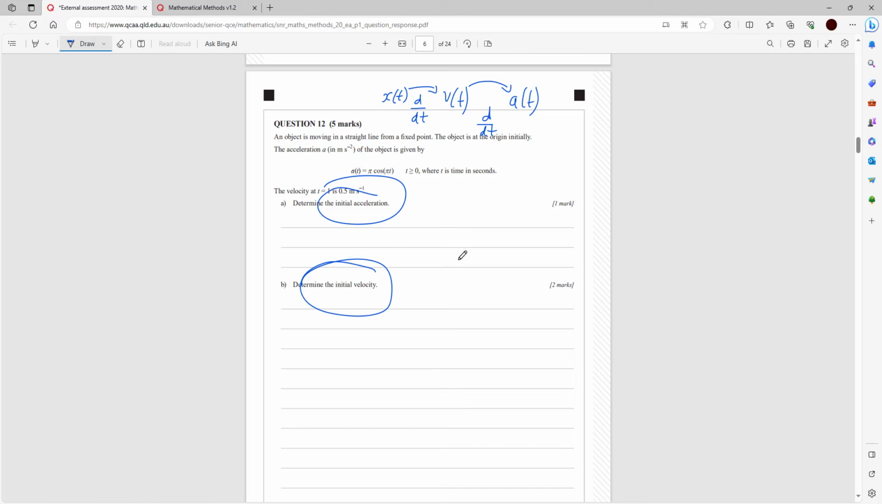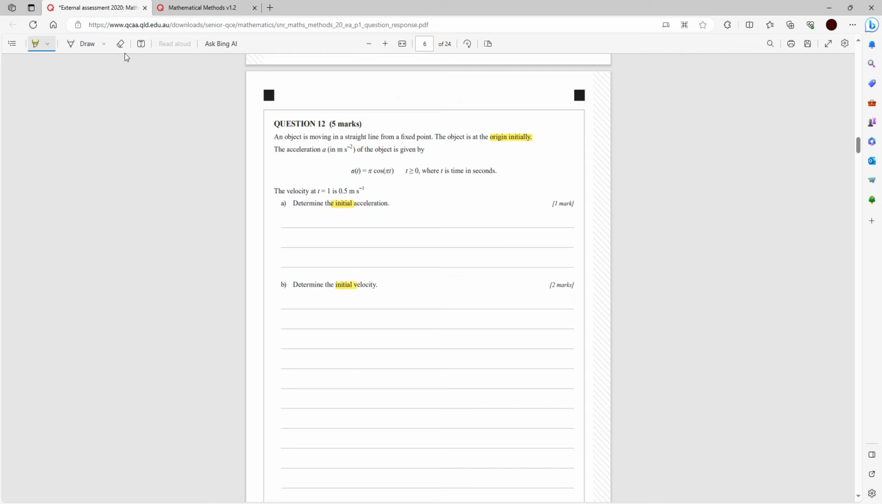Now, the word initial means t equals 0. So straight off the back, let's highlight where initial appears in this question. Initial appears here, here, here. All that means t equals 0. Now when they say origin, that also means x equals 0, so your position is 0. This means t equals 0, and this means t equals 0. Okay? So you're looking at the acceleration when t equals 0.